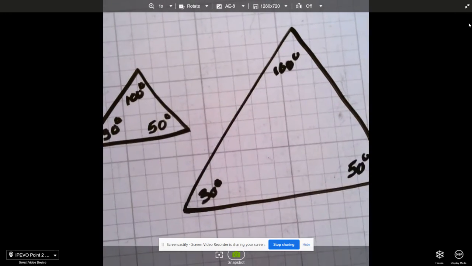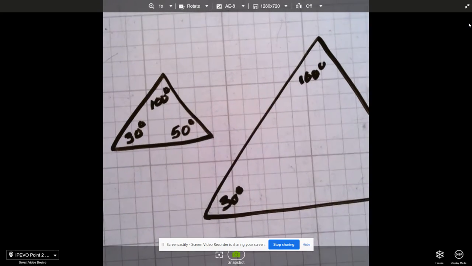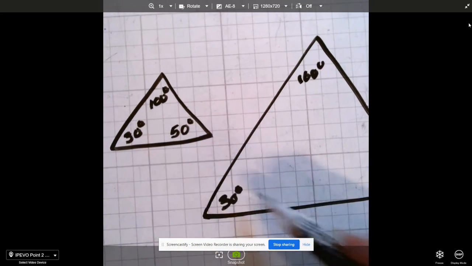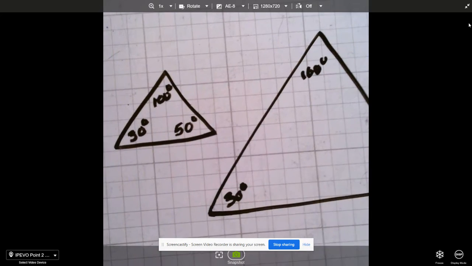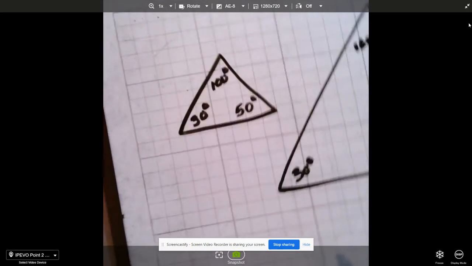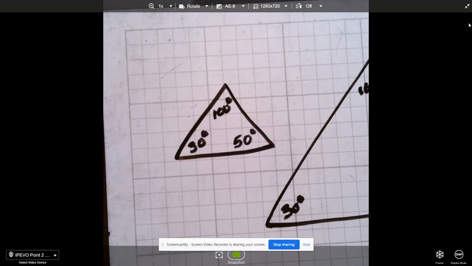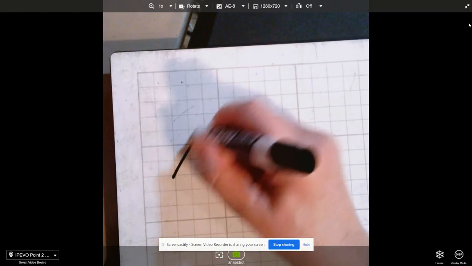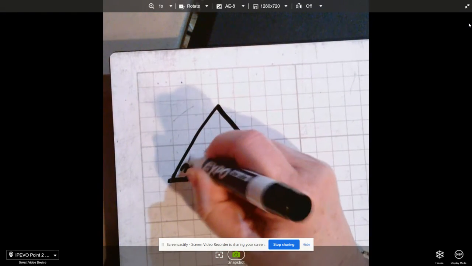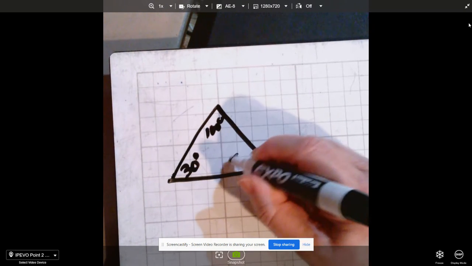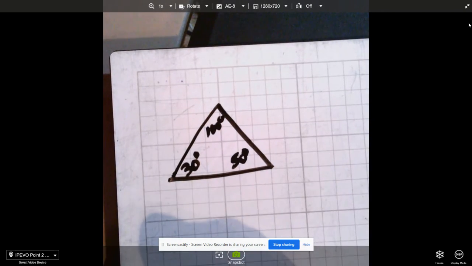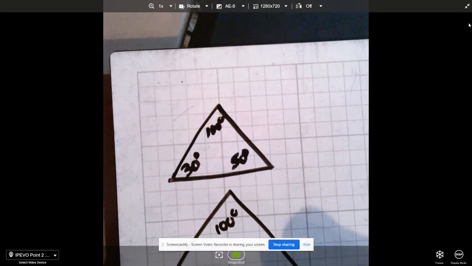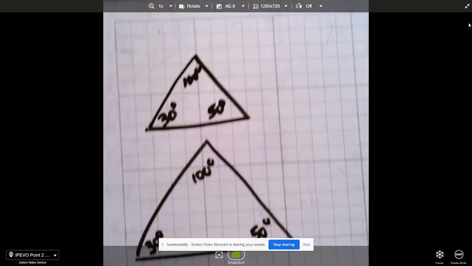Then these two triangles would be similar as long as the ratio of this side to this side, this side to this side, and this side to this side were the same. So let me redraw this so that it's a little bit easier for me to work with. If I have one triangle, this was 30 degrees, this was 100 degrees, and this is 50 degrees. And then another triangle where this is 30 degrees, this is 100 degrees, and this is 50 degrees, then I can take a look at the sides.